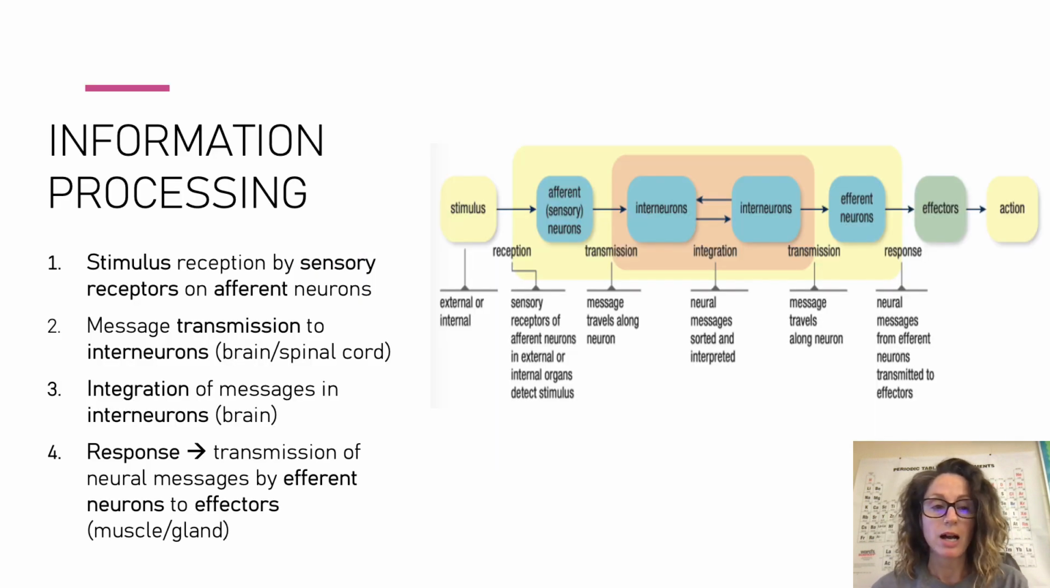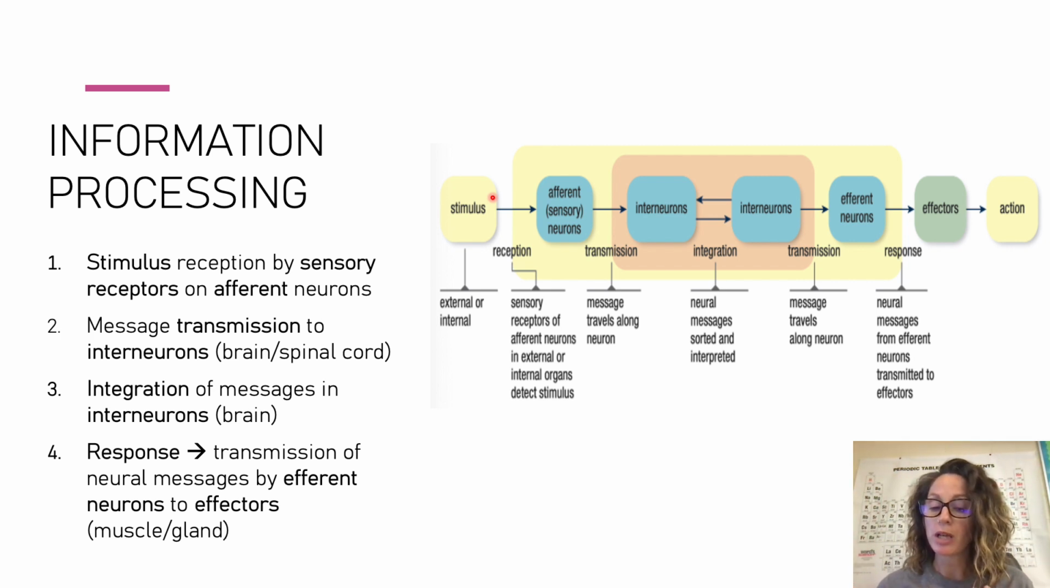So looking at some information processing. We see this diagram here. I'll use this diagram as I explain information processing. So we have a stimulus, and this could be an external or internal stimulus. External we're very familiar with. So again, like I said, touching something sharp or hot, or just being in a cold environment or a hot environment. That's all external, outside of us.